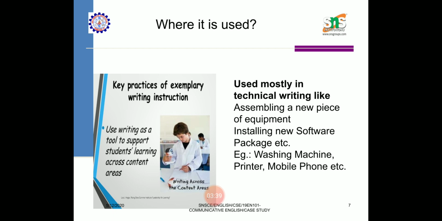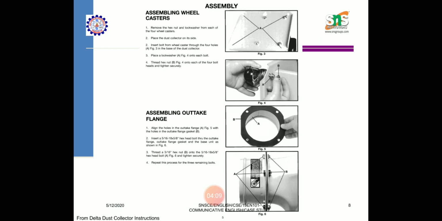Instruction is an exemplary writing which is helping everyone across the content areas. For example, if you are assembling a new piece of equipment or software, it will help you in this form. If you are purchasing a washing machine, it will help you to assemble it in a proper manner. If you are purchasing a mobile phone, it will support you to assemble it in a proper manner. So here design documentation plays a vital role in the form of instructions.